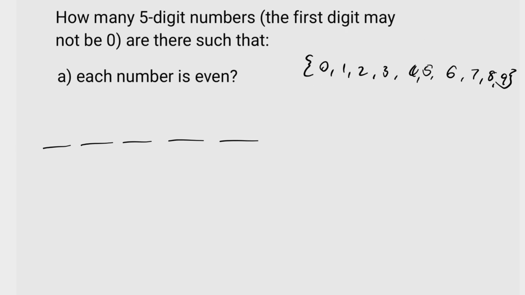The first digit may not be 0. So here you have 9 options. Oh, by the way, repetitions are allowed in this case. I should have stated that repetitions are allowed.